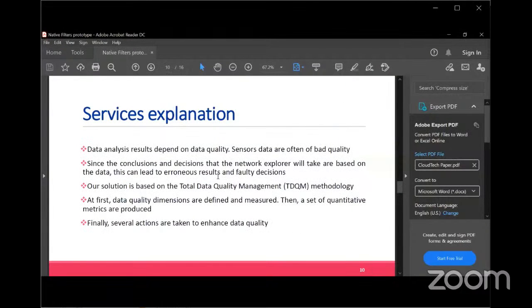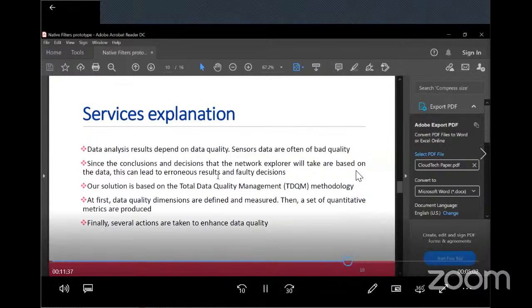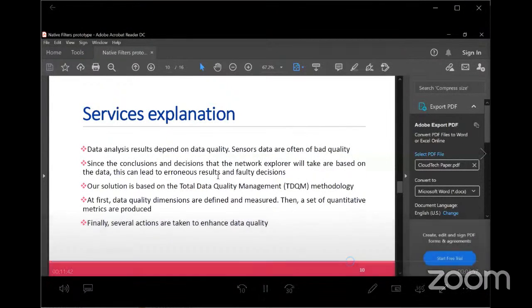So now we will talk in more detail about the two main services, cleaning as a service and sampling as a service. Data analysis results depend on data quality. However, sensor data are often of bad quality. Since the conclusions and decisions that the network administrator will take are based on the data, this can lead to erroneous and faulty results and decisions. One solution is to assess the quality of the data and to improve it in order to make sure that the conclusions and decisions are correct.